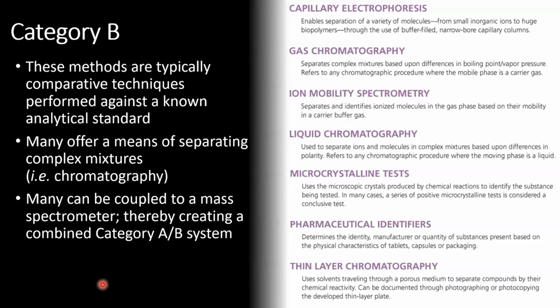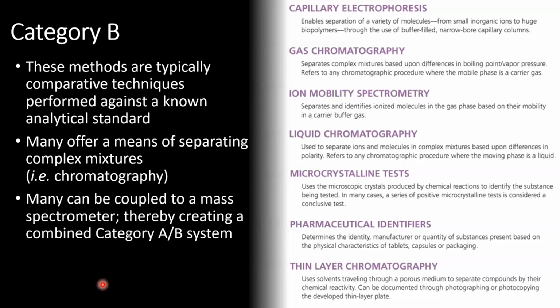Many category B techniques offer a means of separating complex mixtures, which is another way of saying they often involve chromatography. So examples include gas chromatography, liquid chromatography, thin layer chromatography, as well as some of the other separating techniques like capillary electrophoresis and ion mobility spectrometry. Many of the methods I've just mentioned can be coupled to a mass spectrometer, thereby creating a combined category A, category B system.